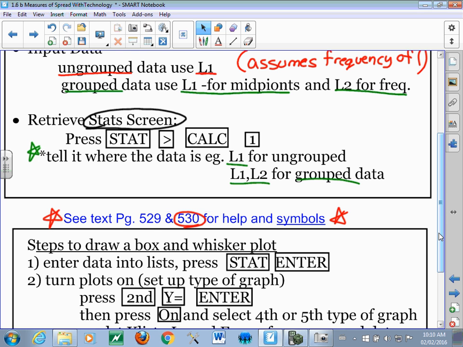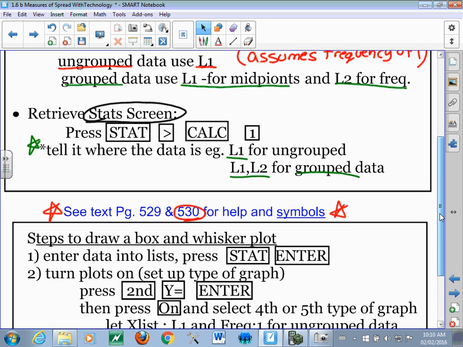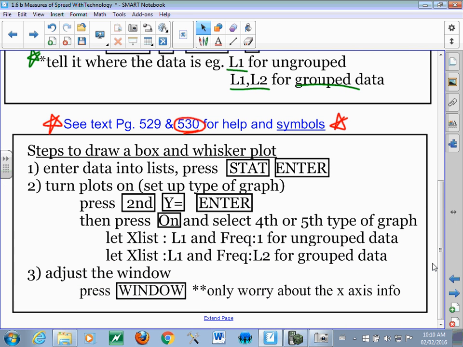Okay, in real life you have an app, you have a program that does your actual calculations for you, so you need to adapt to the technology. The second box you want to make sure you have printed off is how to draw a box and whisker plot.